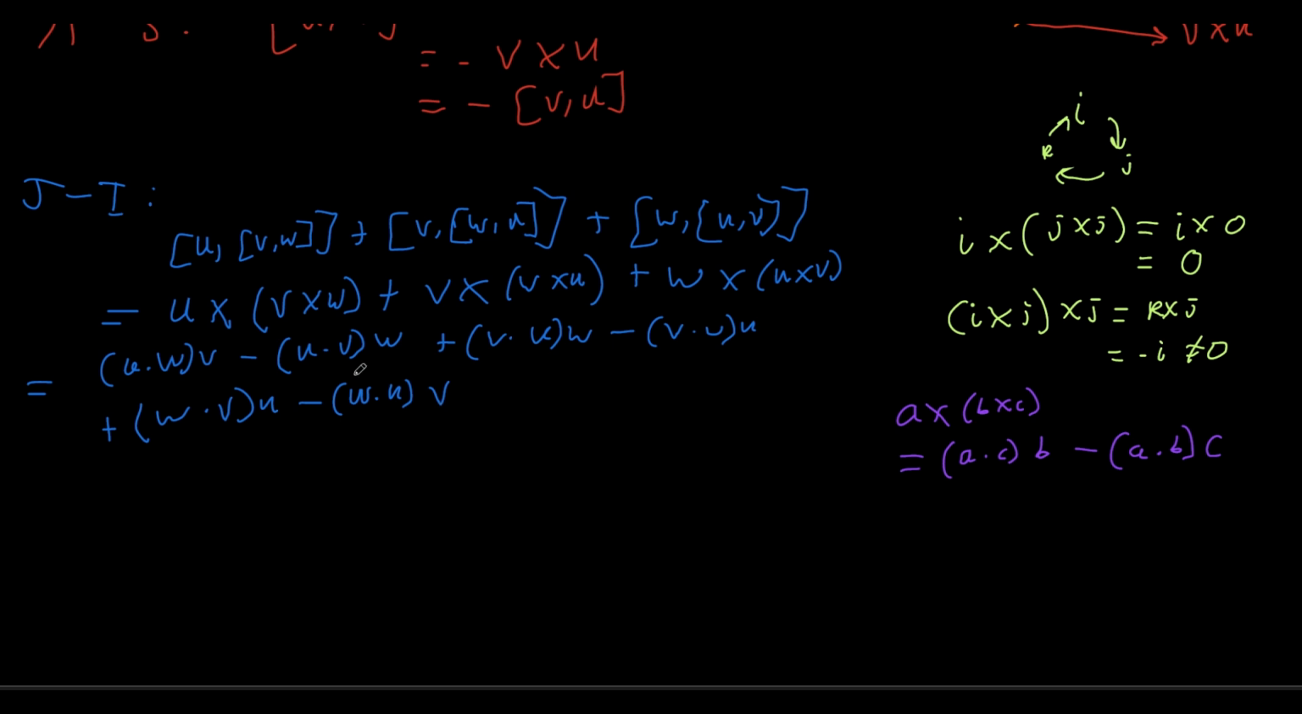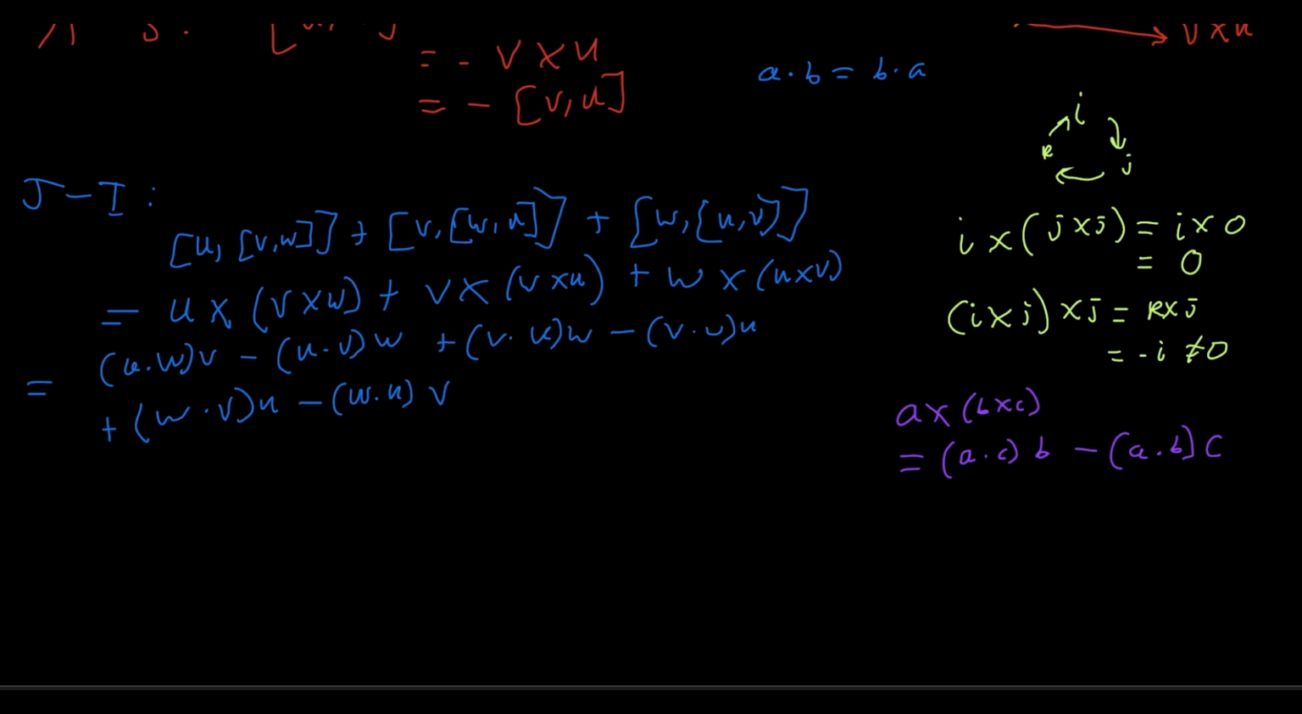Now, thankfully for us, we know that the dot product is a commutative operation. So A dot B is equal to B dot A. So we can start doing some cancellation here. So U dot W times V is the same as W dot U times V. So these two terms are going to end up cancelling out.